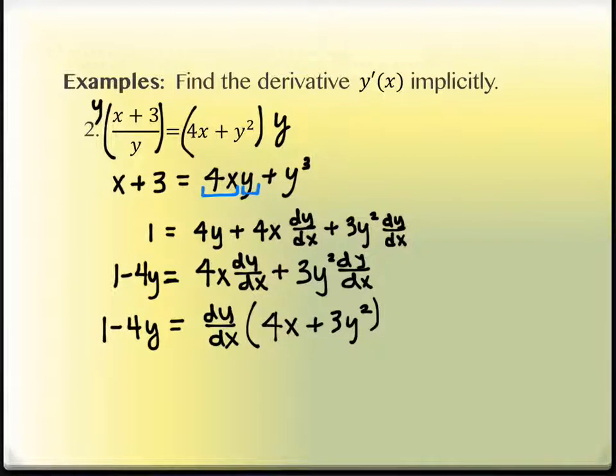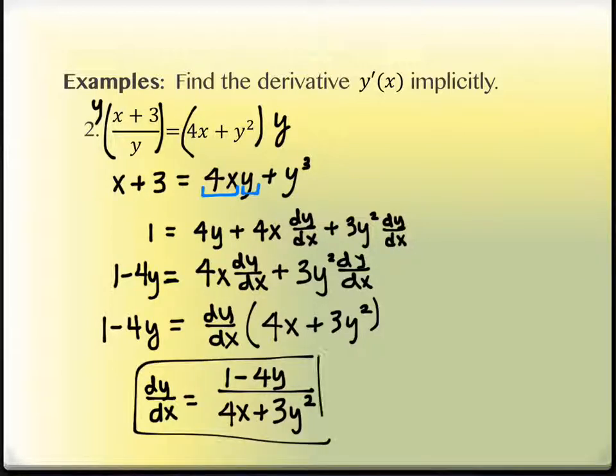One more step. What do I do? Divide by the 4x plus 3y squared. So dy dx will equal 1 minus 4y over 4x plus 3y squared. And I want to show you something interesting. This is the correct answer, or one of the versions of the correct answer. If you treat this as a quotient rule and you solve it and simplify, this is the solution that I get.